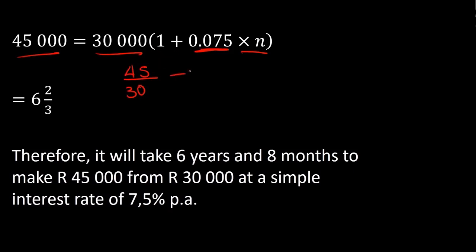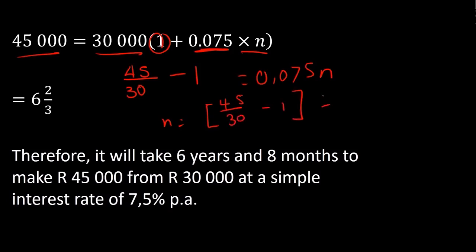And we're going to subtract 1 to get this 1 out of the bracket. We'll end up with that. And then to get to the value of N, we divide both sides by 0.075. So therefore N would be equal to, and you can just double check this working on your calculator, 45 over 30 minus 1, all divided by 0.075. Okay, when you put all of that into your calculator, you will see that you end up with N is equal to 6 2/3. Now that 2/3, so it's 6 2/3 of a year.